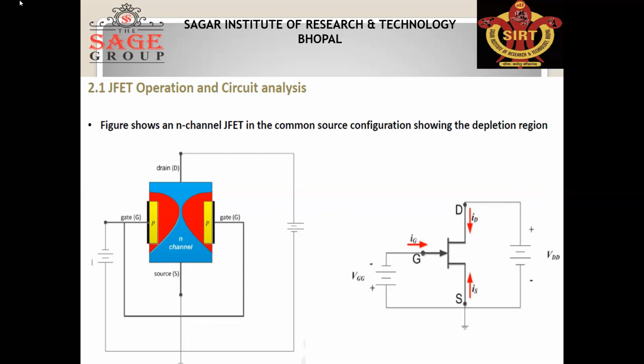Here is the biasing. The drain is connected to the positive terminal of the battery, and source is connected to the negative terminal of the battery, and gate is connected in reverse. Gate and source are always connected in reverse in JFET. So gate is P-type, so it is connected to the negative terminal of the battery, and source is N-type, so it is connected to the positive terminal of the battery. So it will be reverse biased, and the reverse field will increase or decrease the width of the depletion layer.